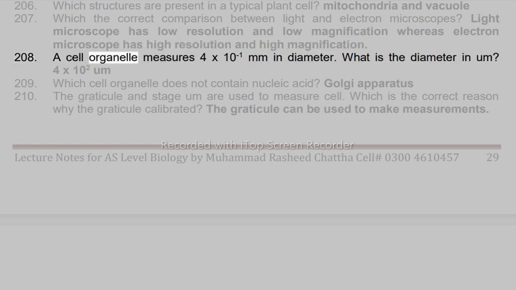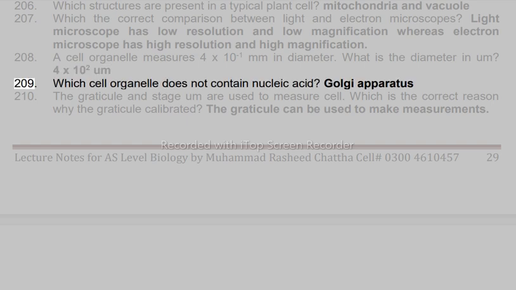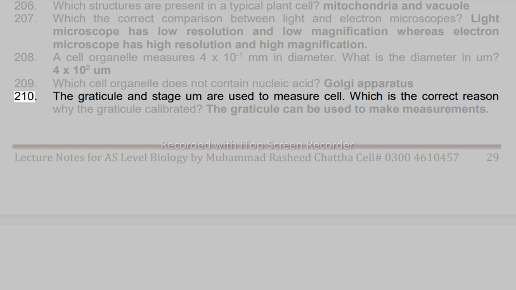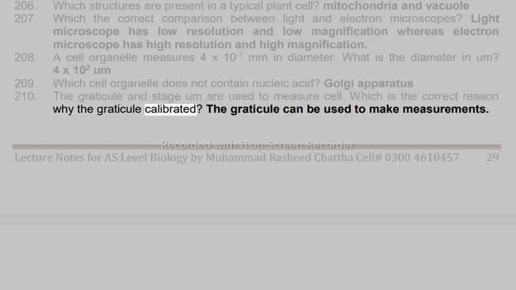208. A cell organelle measures 4 x 10^-1 millimeter in diameter. What is the diameter in μm? 4 x 10^2. 209. Which cell organelle does not contain nucleic acid? Golgi apparatus. 210. The graticule and stage micrometer are used to measure cells. Which is the correct reason why the graticule is calibrated? The graticule can be used to make measurements.